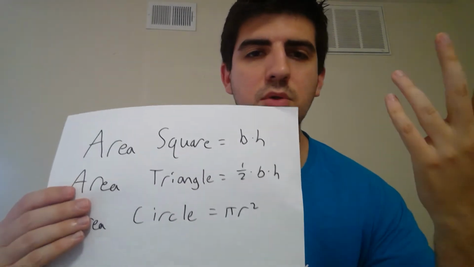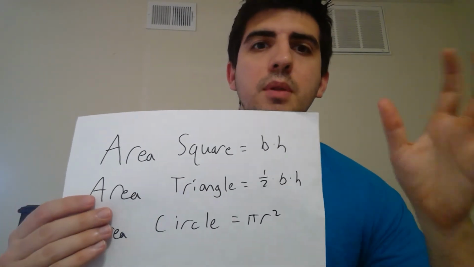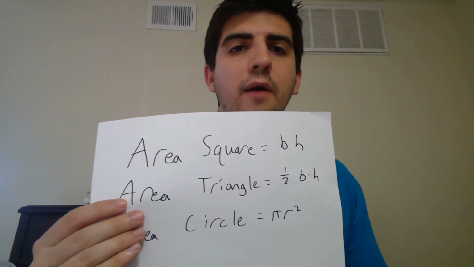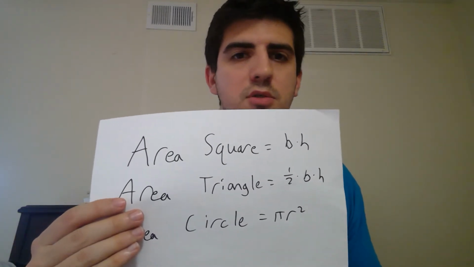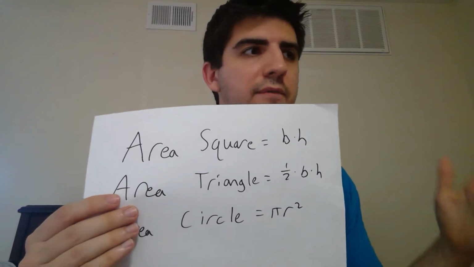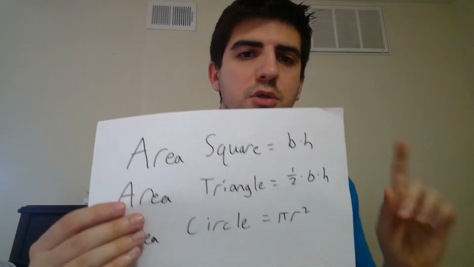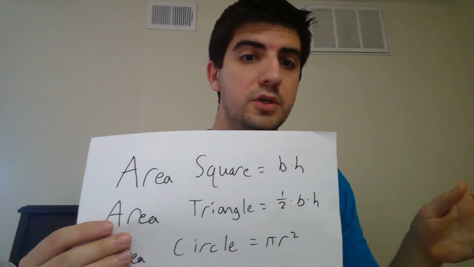You might say, well, okay, I'm just going to keep using base times height. That's easy. The problem is there are so many shapes. I don't want to have to learn a different formula for every single shape. It's going to be ridiculous because there's literally an infinite number of shapes. If I have to learn one for every shape, I'm not going to be able to keep track of them. What I'd rather do is just learn one formula that works for all the shapes.